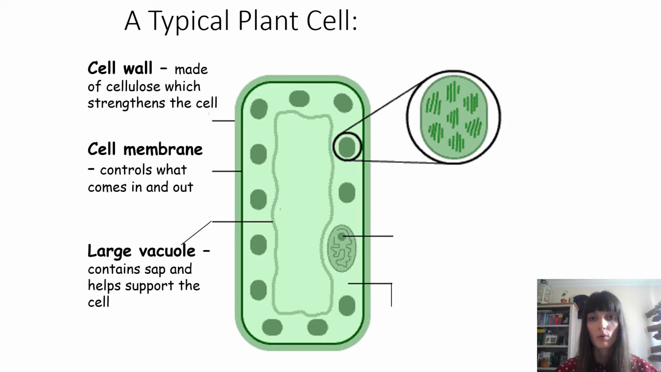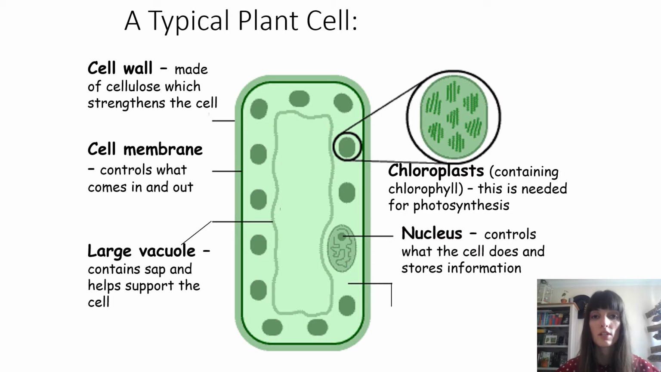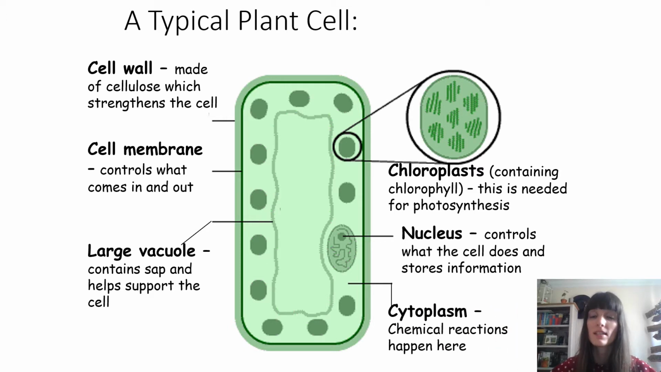A vacuole, which contains cell sap and helps to support the cell. The chloroplasts, which contain chlorophyll, which is needed in photosynthesis. The nucleus, which contains the genetic information and controls what the cell does. And the cytoplasm, which is where chemical reactions happen. Missing off this diagram is the mitochondria and the ribosomes, which are also in a plant cell.